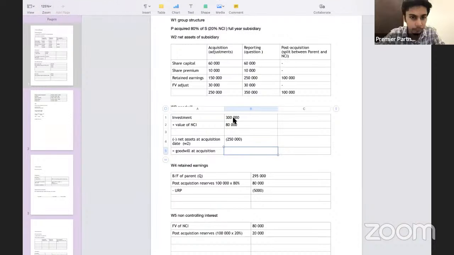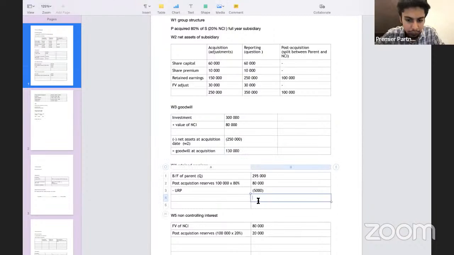Right. Okay. So, guys, 300 plus 80 is 380. 380 minus 250, 130,000, guys, will be the answer. Okay, then, guys, this one just totally. 295 minus 5 will be 290, plus 80, 370,000. This one, guys, 100,000.